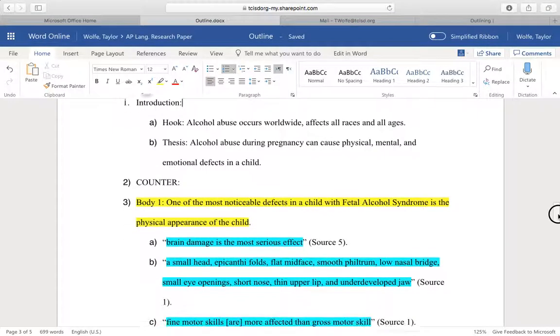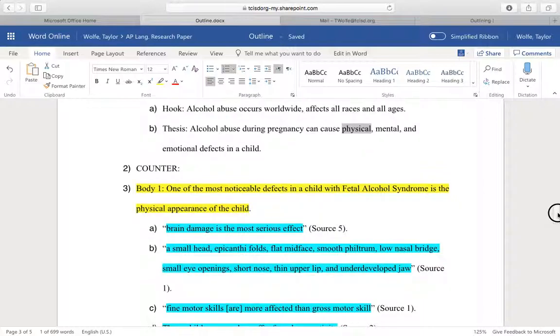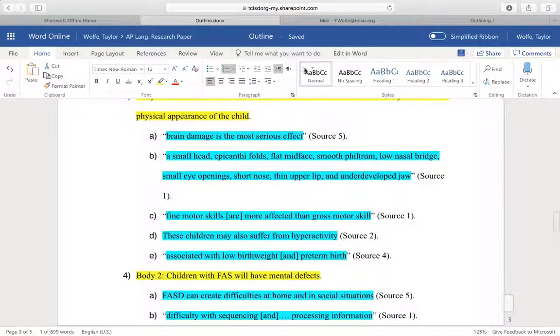My first topic sentence is going to address the first topic that I list in my thesis. So if it says physical first, that's the first topic sentence that this person gives. One of the most noticeable defects in a child with fetal alcohol syndrome is the physical appearance of the child. Then they list their evidence. Brain damage is the most serious effect. Quotation marks because it's a word-for-word quote. And then in parentheses, it says it comes from source number 5.